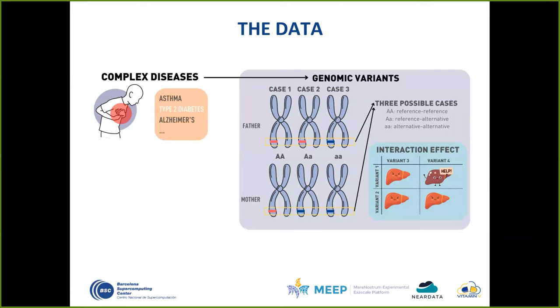So the genomic problem that we are trying to solve with our application is the relation of complex diseases, which can be asthma, diabetes, Alzheimer's or others, with small variations in the human genome. The problem always when we are dealing with the human genome is that the amount of data available is huge. So we are always working with a big data problem. More concretely, we are trying to check the interaction effect of different variants. That means that maybe you have some variant in one place that is not significant, but when you have another one, you have a disease.